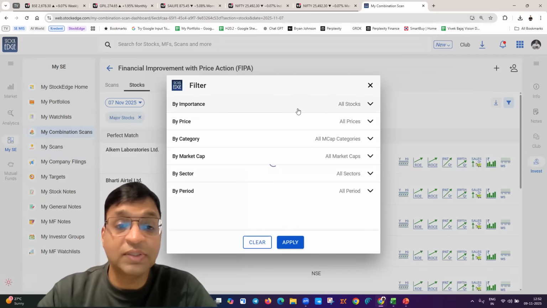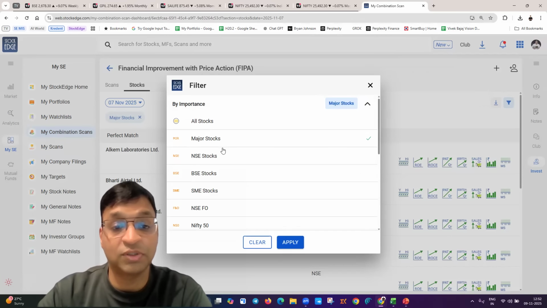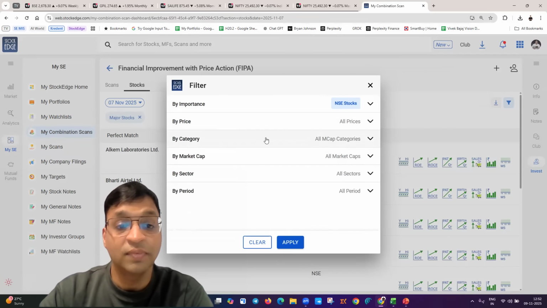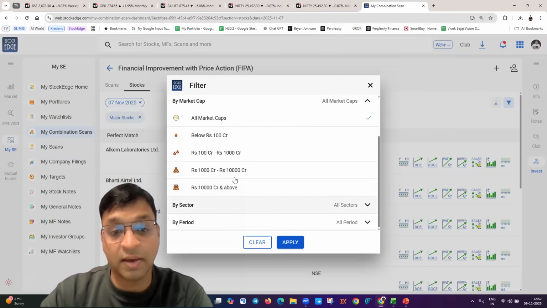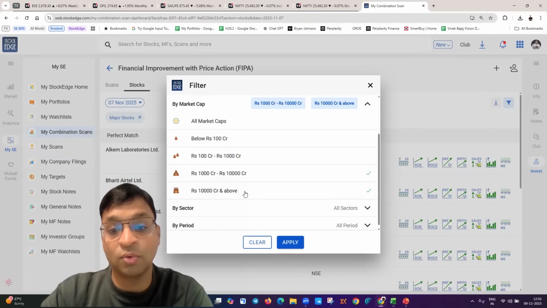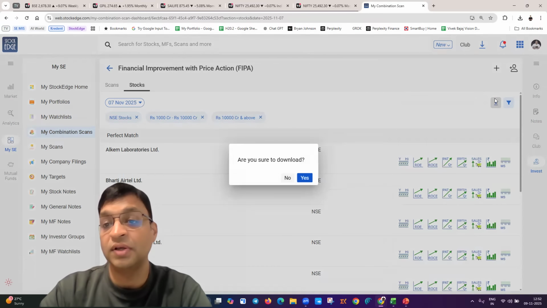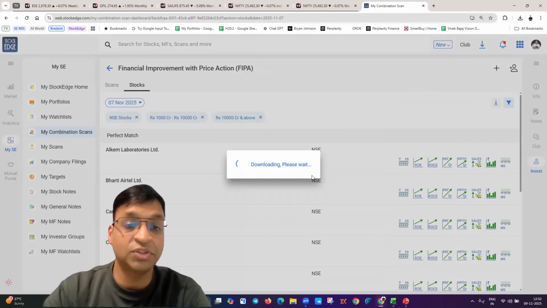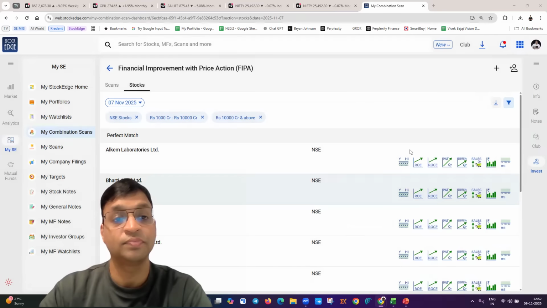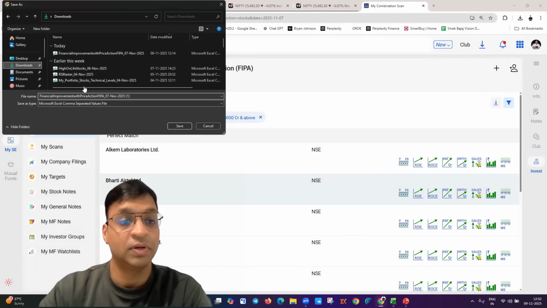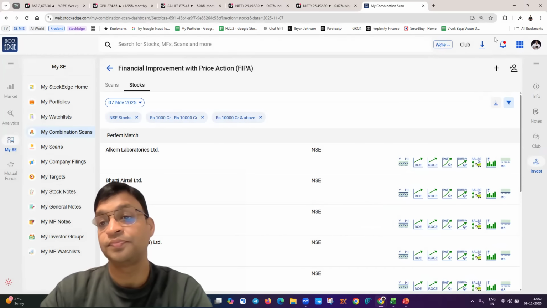What I will do is sort these stocks based on, say, NSE listed stocks, and I will only look at the market cap which is 100,000 crore and above, and apply. Now, these are the stocks which I have to see. I will download this in an Excel sheet. Let me download this, open.